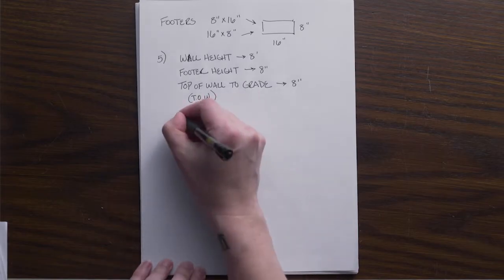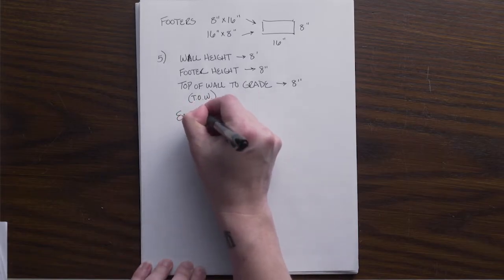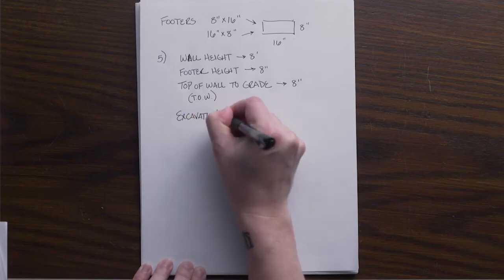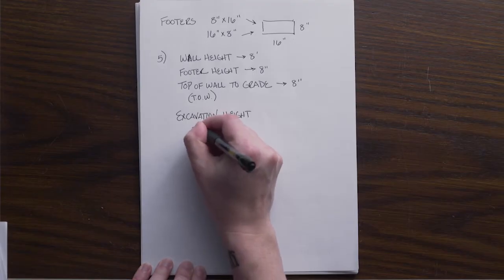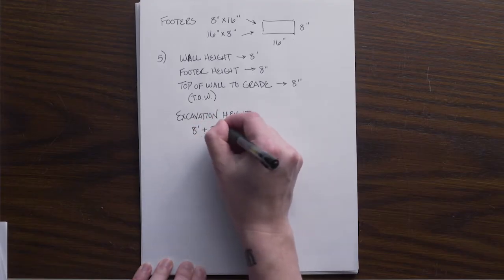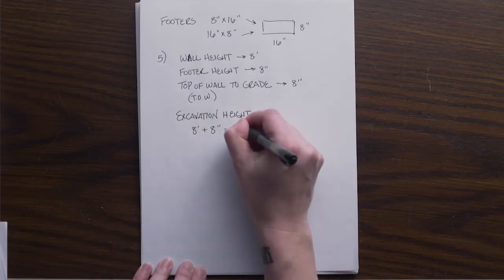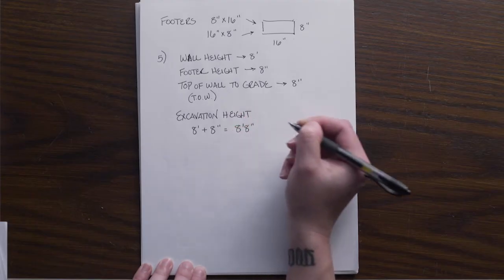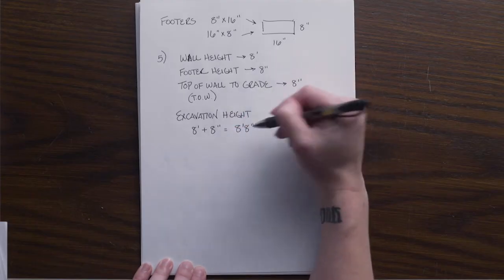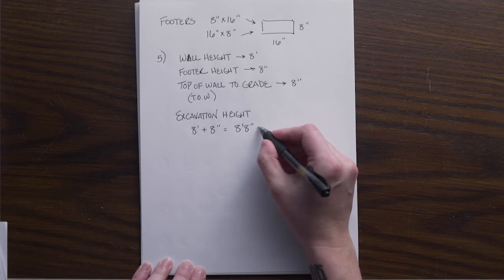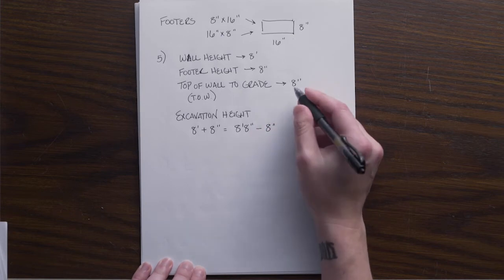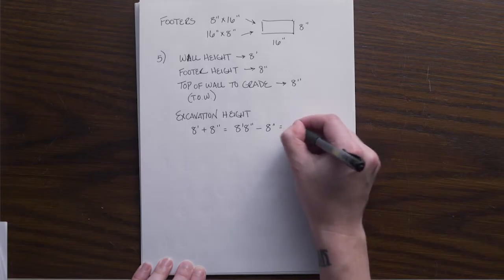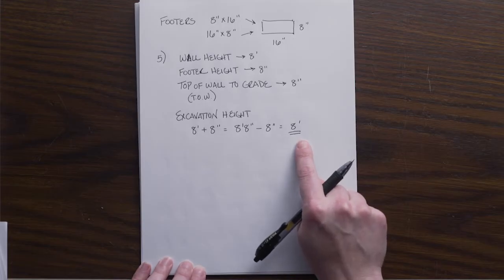So our excavation height then, we take our foundation wall plus our footer height, and we get 8'8". So wall height, footer height, 8'8". But again, we're not going all the way to the top of wall, so we have to subtract out that 8 inches that was from top of wall to grade. So our excavation height actually comes back to 8 feet, just like the wall height.